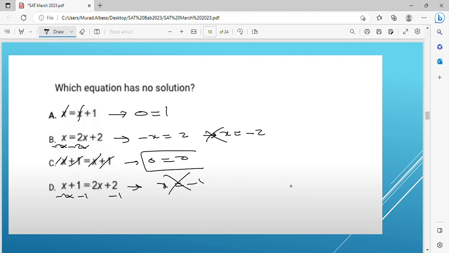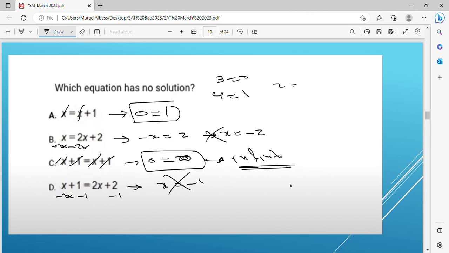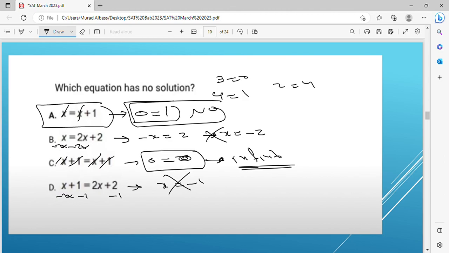Which one has 0 equals 0 or 0 equals 1? When you get 0 equals 0, remember that it's infinitely many solutions. When we have 0 equals 1, or 4 equals 1, or 3 equals 0, or 2 equals 4, anything like that, that is no solution. So the answer is A.